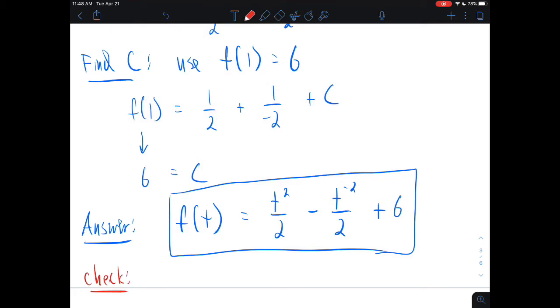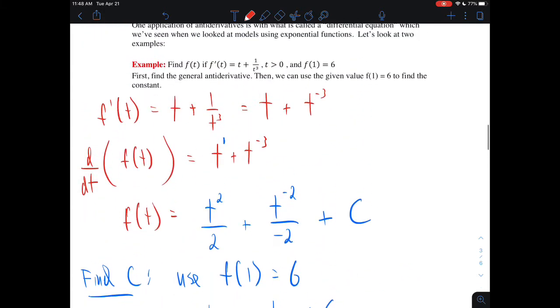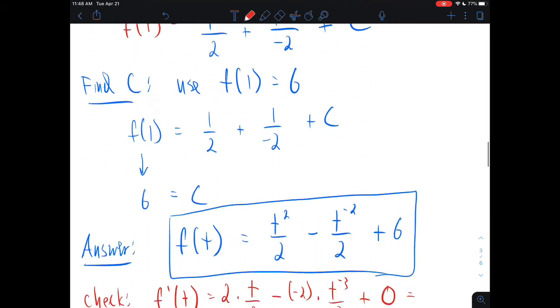You know how to take derivatives. Just from what I have here, f prime of t, the derivative of t squared over 2 would be 2 times t over 2, which would just simplify to t, and then minus negative 2 times t to the negative 3 over 2. Notice that the minus the negative turns into a positive, and the 2 over the 2 turns into a 1. And then the derivative of 6 is just 0, and that equals exactly what we started with when you go all the way back to t plus t to the negative 3.